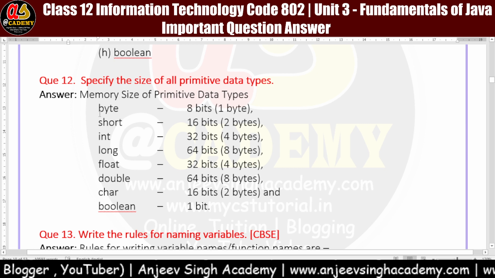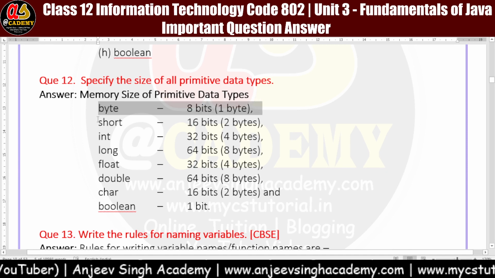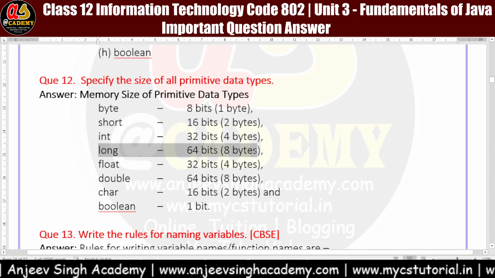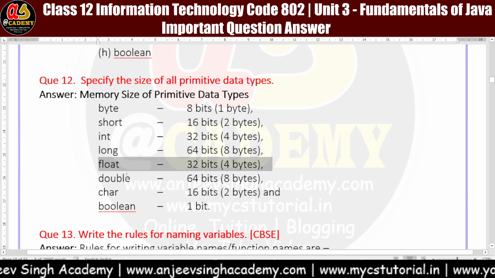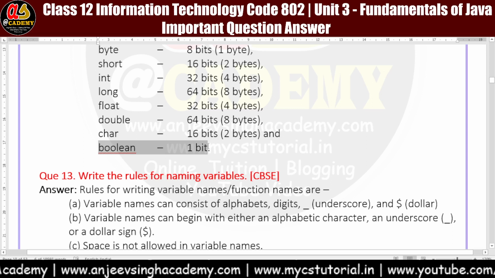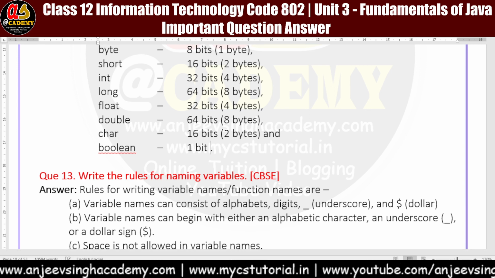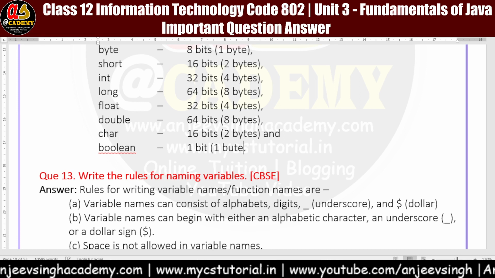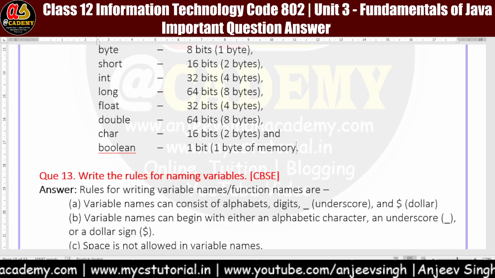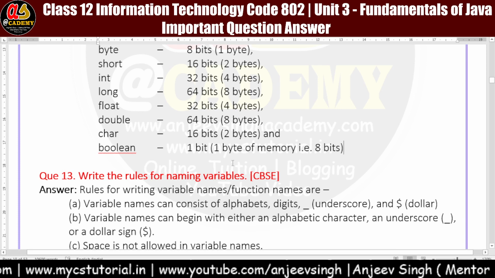Specify the size of all primitive data types. Memory sizes of the primitive data types are: byte consumes 8 bits of memory, that is 1 byte; short consumes 16 bits, that is 2 bytes; integer consumes 32 bits, that is 4 bytes; long consumes 64 bits, that is 8 bytes; float consumes 32 bits, that is 4 bytes; double consumes 64 bits, that is 8 bytes; character consumes 16 bits, that is 2 bytes; and boolean consumes 1 bit only. But actually, we are not able to assign 1 bit of memory to any variable. So in actuality it consumes 1 byte of memory, that is 8 bits, but it is going to use only 1 bit of that 1 byte.